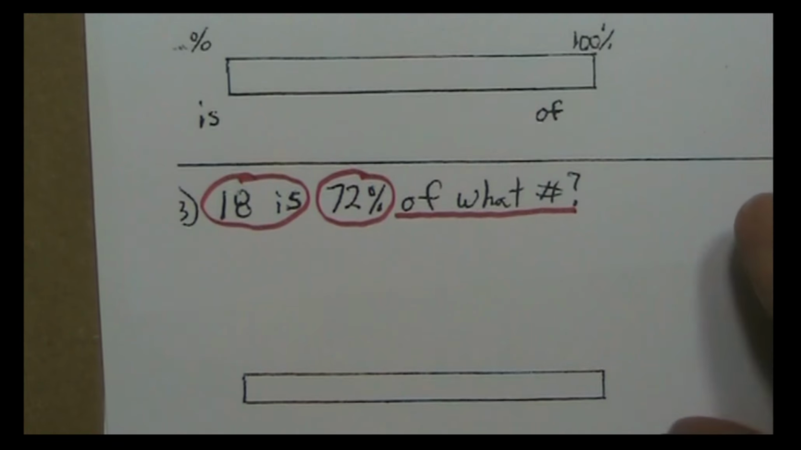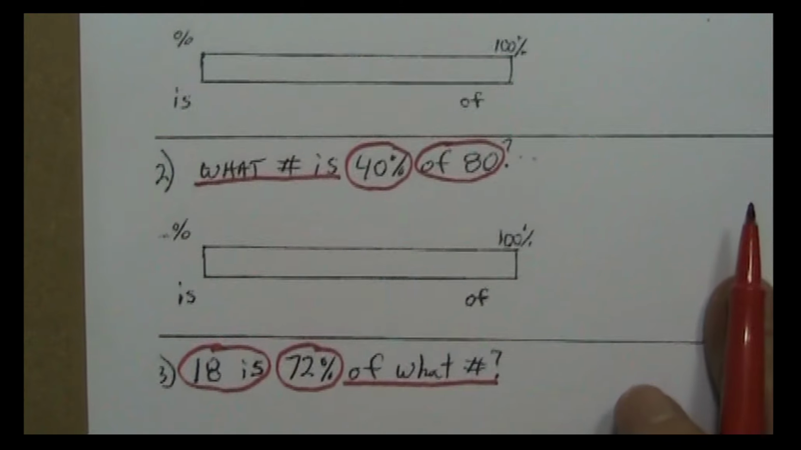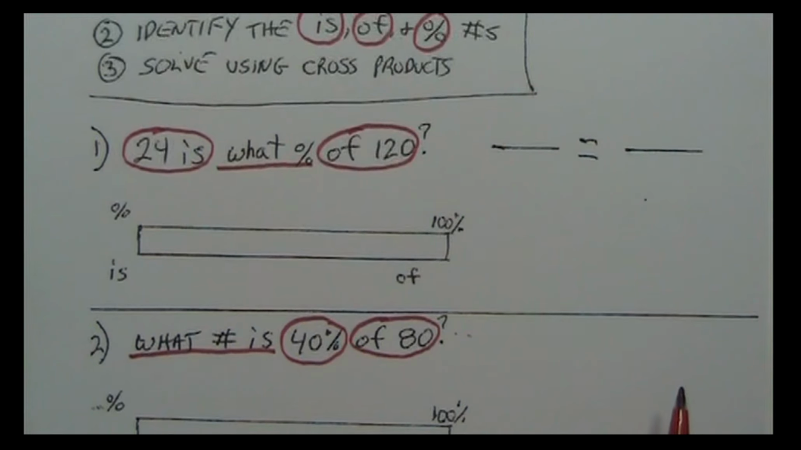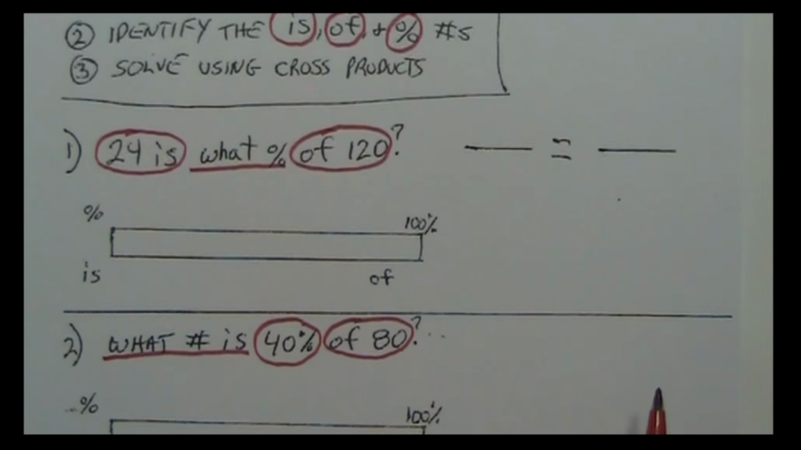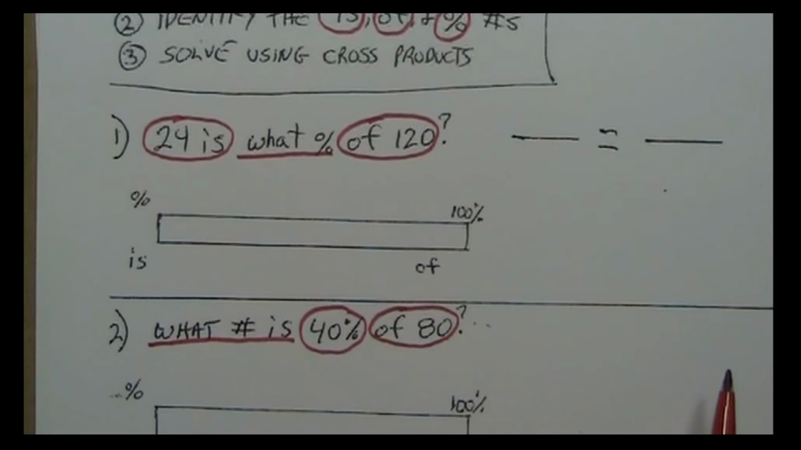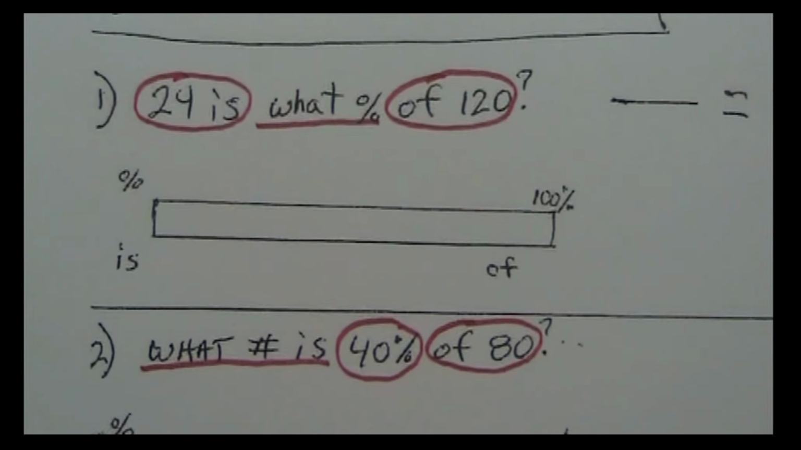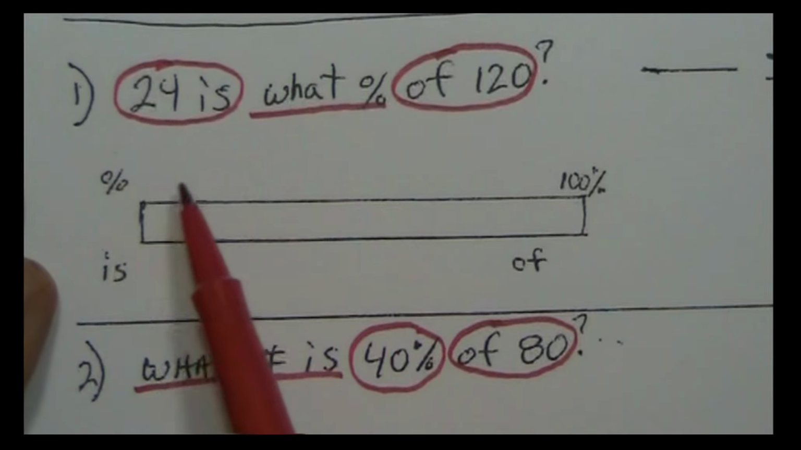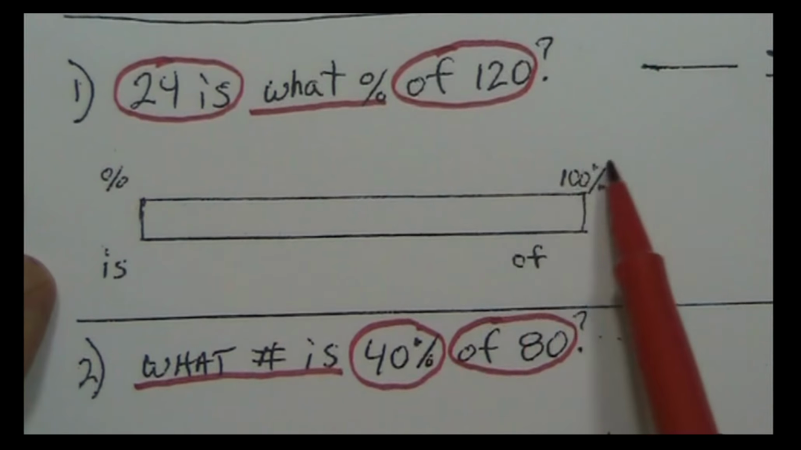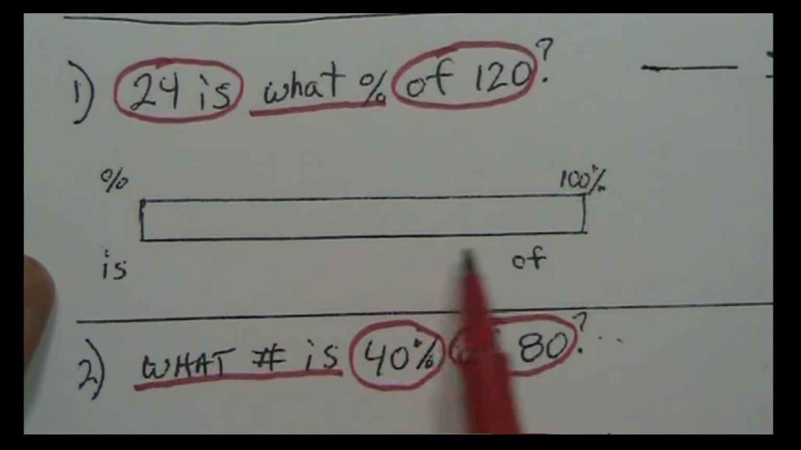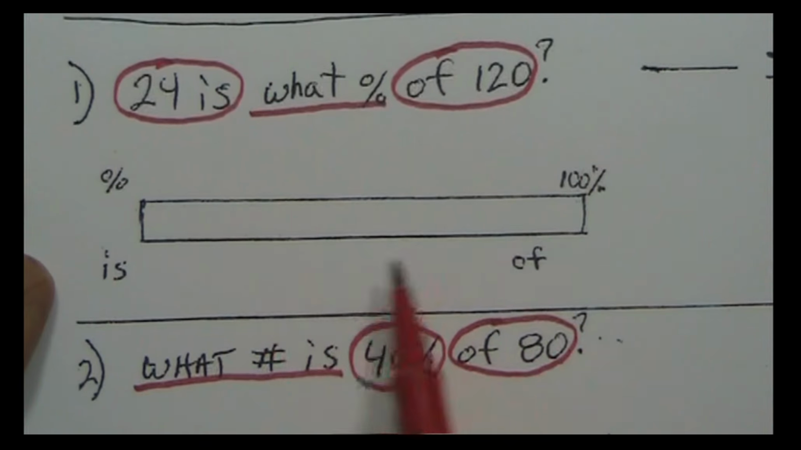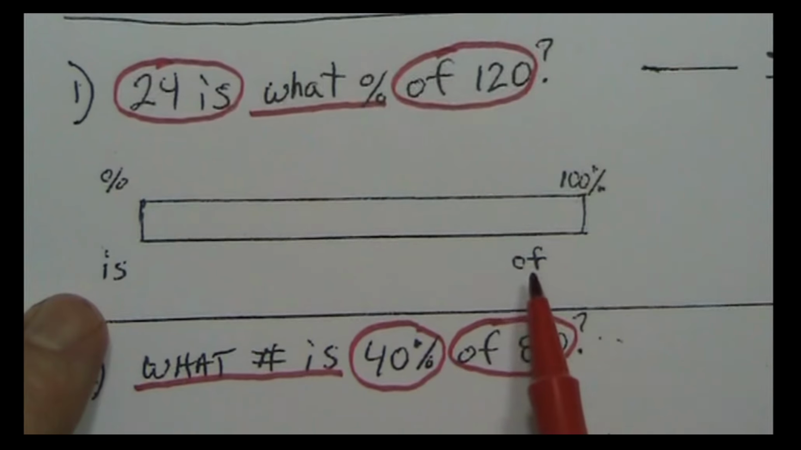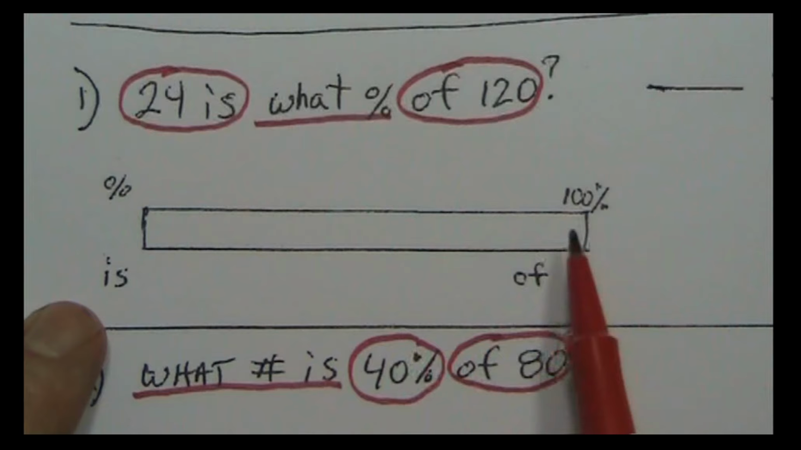Okay, so we identified those numbers that we need. Now let's go ahead and place them in this model, like this one right here. Notice on here, the percent goes up here, 100%. This is where percents are, and down here are where just the numbers are. Not percent numbers, just numbers. And I put the words is, of, percent, 100.